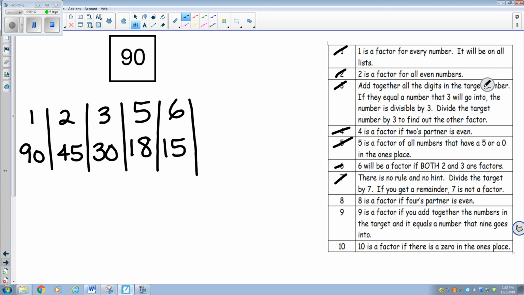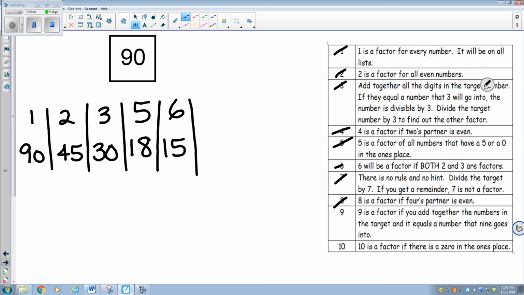Next up we have 8. 8 is going to be a factor if 4's partner is even. Well, up here on our list, 4 doesn't exist at all, so 4 can't have an even partner, so 8 cannot be on our list. 8 is not a factor of 90. Nothing times 8 would give us 90.